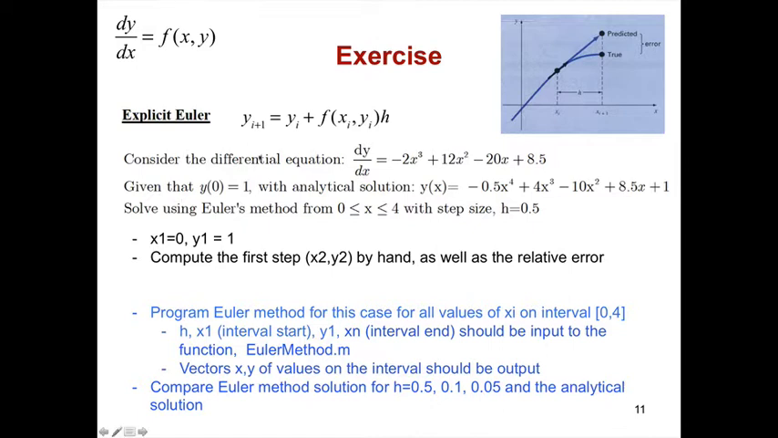So I want to basically consider this equation, dy/dx, as this function. And actually, I'm going to give you the analytical solution so you can check your problem. It's a simple integration here because it doesn't really depend on y. But I know that y of 0 is equal to 1. And I would like to solve this with Euler's method on the interval 0 to 4. And my step size h should be 0.5.